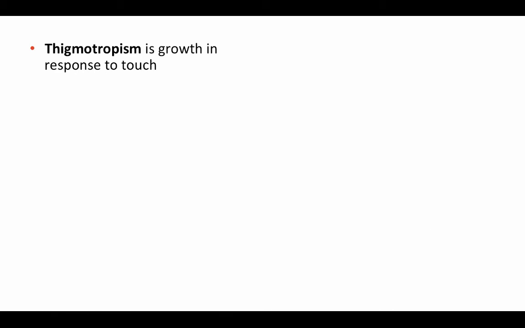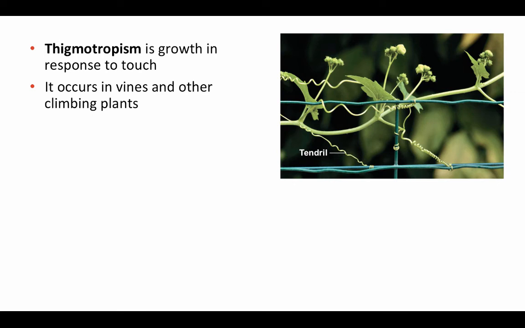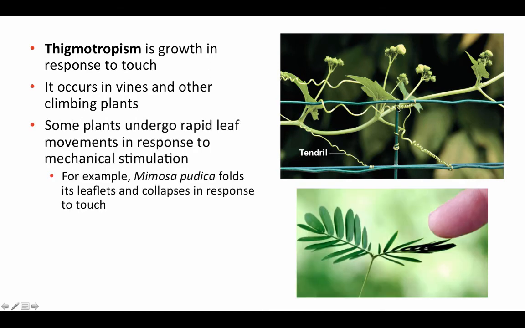So thigmotropism is growth in response to touch, so movement in response to touch. And it occurs in vines and other climbing plants. So when vines detect something that they want to climb on, they can send out these tendrils that are going to coil around their support and help them to grow up into the light.